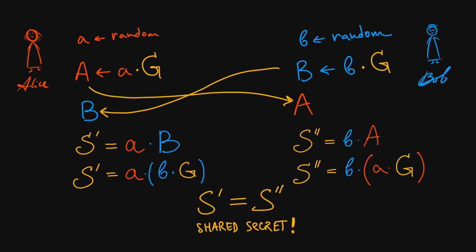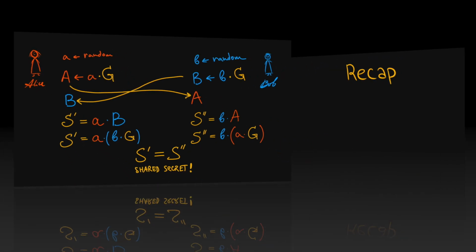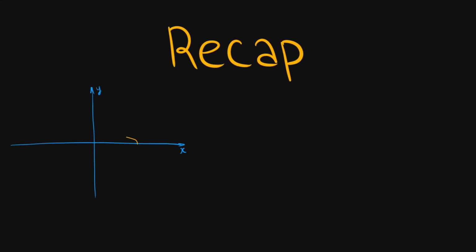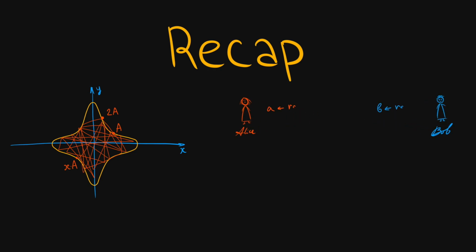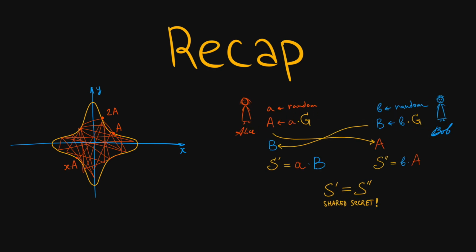Finally, Alice and Bob will use the x-coordinate of this point S as an encryption key to encrypt and sign their messages. So to recap, elliptic curve consists of points. Points can be added together, and if they are added many times over, then it's hard to find out how many additions took place. This helps us establish a shared secret using the Diffie-Hellman protocol. Parties multiply each other's public keys by their private keys, arriving to the same resulting point known only to them.